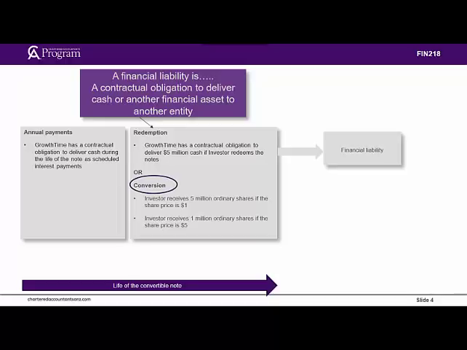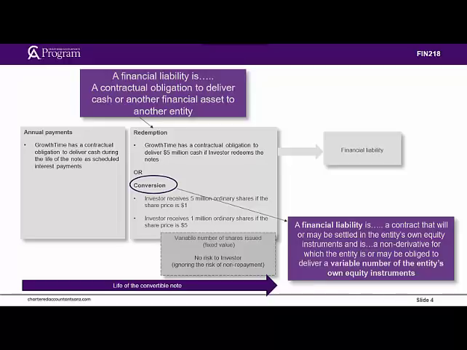But what if these convertible notes are instead converted into a variable number of ordinary shares in Growth Time? And the shares will be issued based on the share price at that time equal to the value of $5 million worth of ordinary shares. So here are two scenarios. Firstly, Investor receives 5 million ordinary shares if the share price is $1, and Investor will receive 1 million ordinary shares if the share price is $5. So what we see is there's really no risk to the Investor. They're getting a variable number of shares so that they still get that fixed value of $5 million.